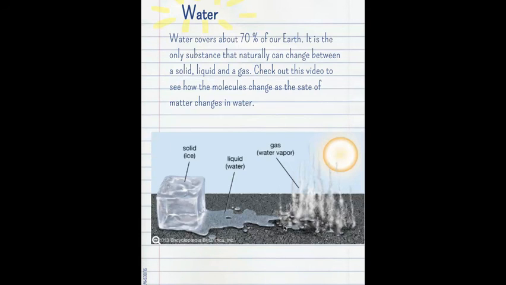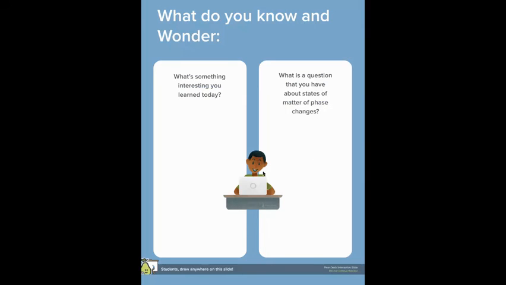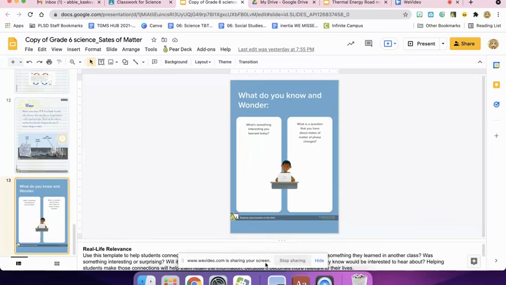Water is the main one that we're going to focus on. Water covers about 70% of our earth and is the only substance that can naturally change between a solid, liquid, and gas. And we're going to talk about that here in a second. And then that is the end. If you have any questions, let me know.